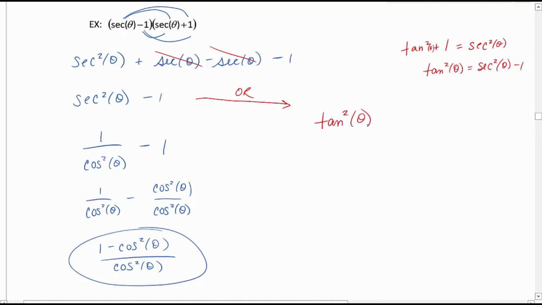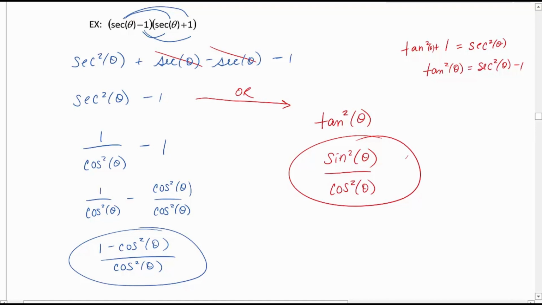Remember, we're ultimately trying to write in terms of sine or cosine. Tangent is sine over cosine, so this would become sine squared theta over cosine squared theta. So that could be another option for us. And these are equivalent expressions because we know from the Pythagorean identity, our first one, that sine squared theta is equal to 1 minus cosine squared.